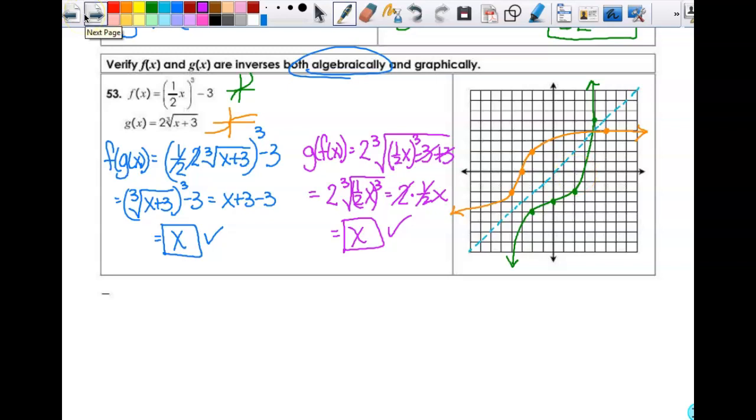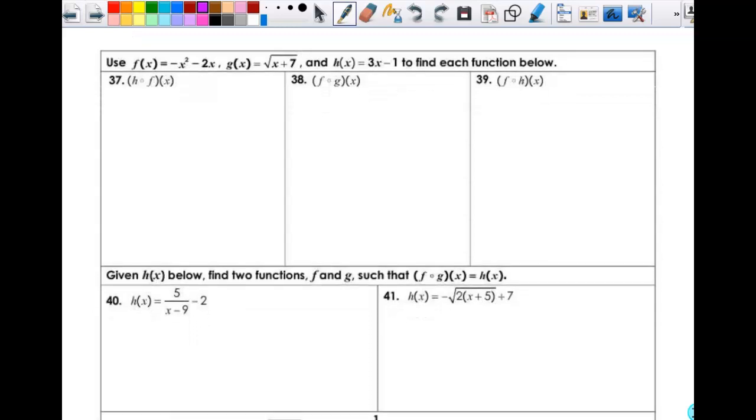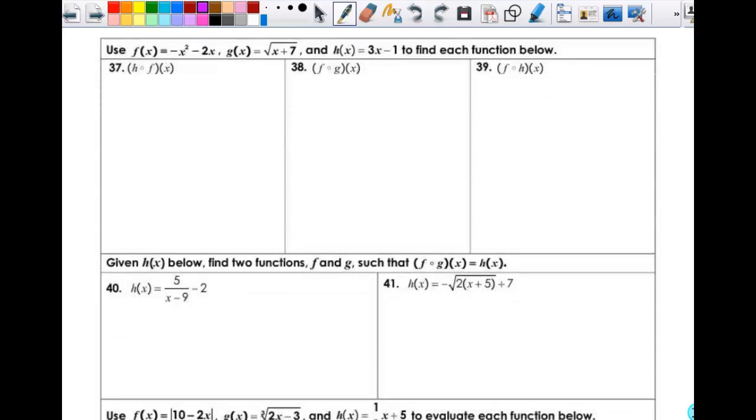All right, last page. Compositions. I want h of f of x. If this confuses you at all, I highly suggest you rewrite it like this: h of f of x. I think that makes a whole lot more sense.